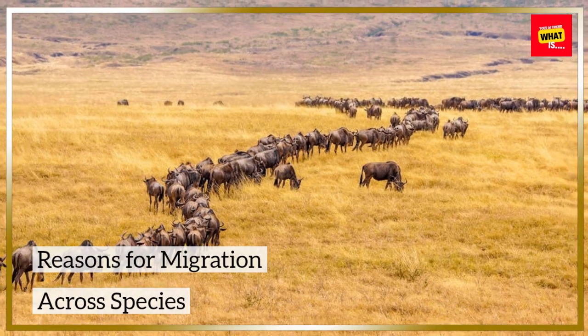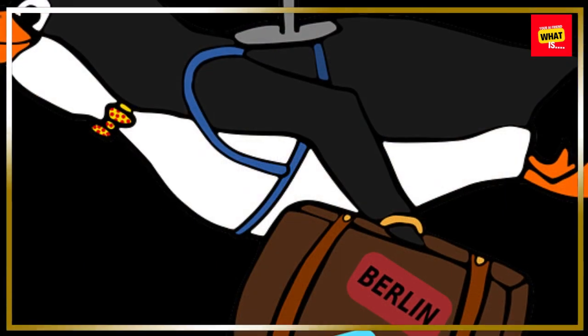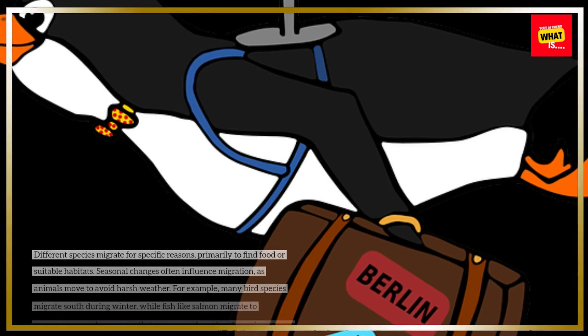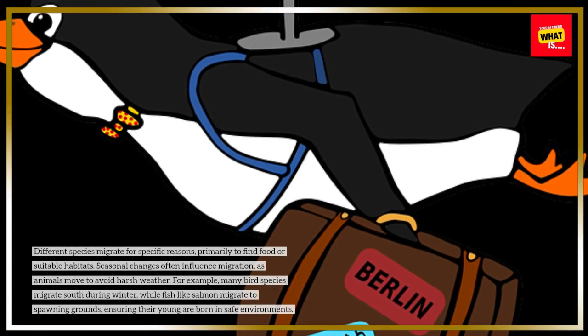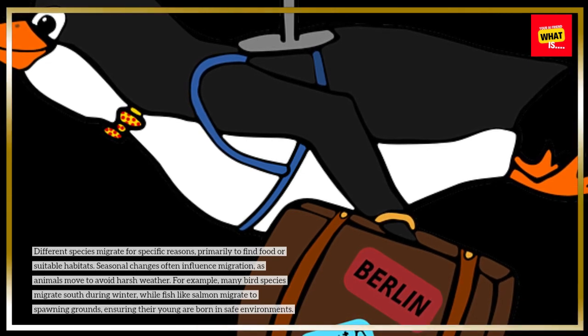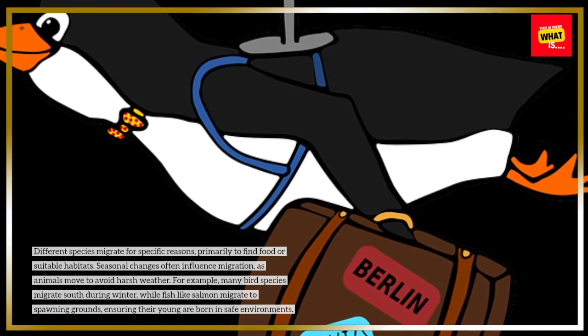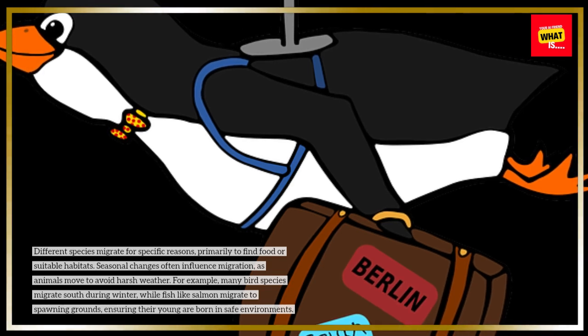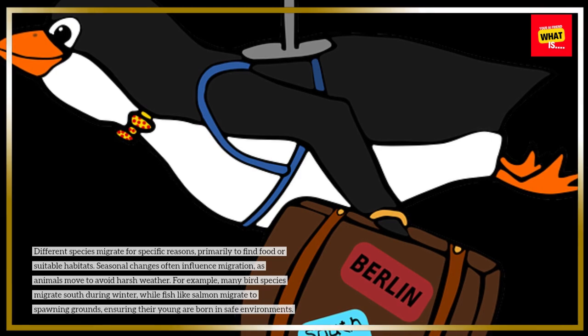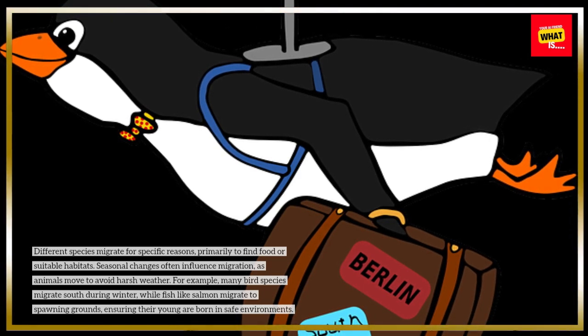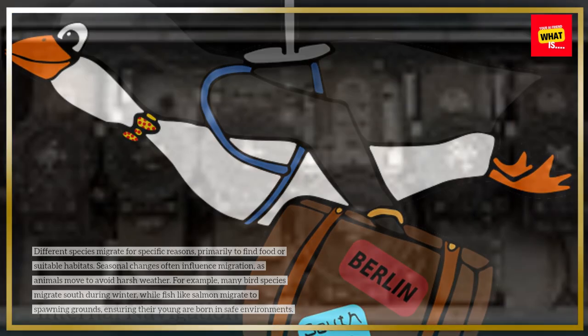Reasons for migration across species. Different species migrate for specific reasons, primarily to find food or suitable habitats. Seasonal changes often influence migration, as animals move to avoid harsh weather. For example, many bird species migrate south during winter, while fish like salmon migrate to spawning grounds, ensuring their young are born in safe environments.